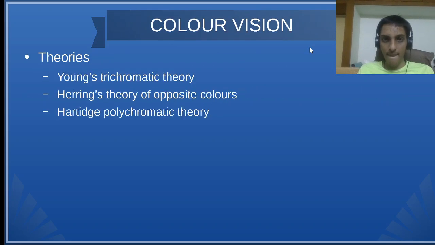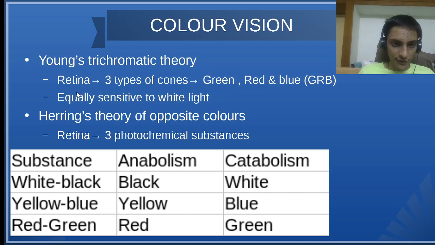Please remember that. Now let us see regarding the color vision. What are the theories? Young's trichromatic theory, Hering's theory of opposite colors, and Hartridge polychromatic theory. Let's say Young's trichromatic theory first. As we know, retina is having three types of cones: RGB, red, green and blue. They're all equally sensitive to white light. And then Hering's theory of opposite colors. Here retina is having three photochemical substances. First one white black, then yellow blue and then red green.